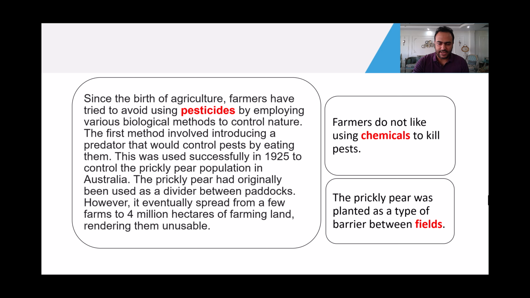And the next one, again, if you need time, you can pause the video anytime that you'd like and find these keywords within the passage. The next one is fields. The prickly pear had originally been used as a divider between paddocks. Divider is that barrier, and between has been exactly repeated, and paddocks is that fields.